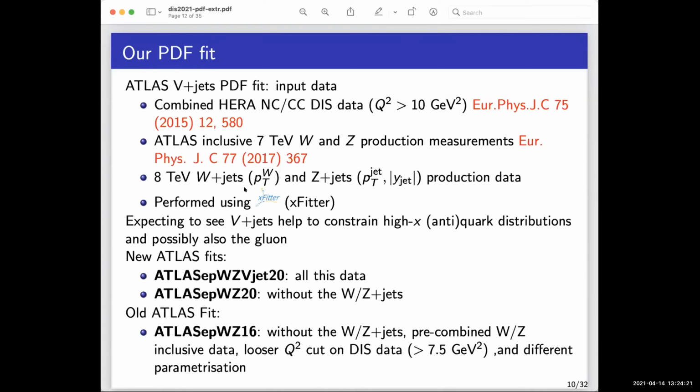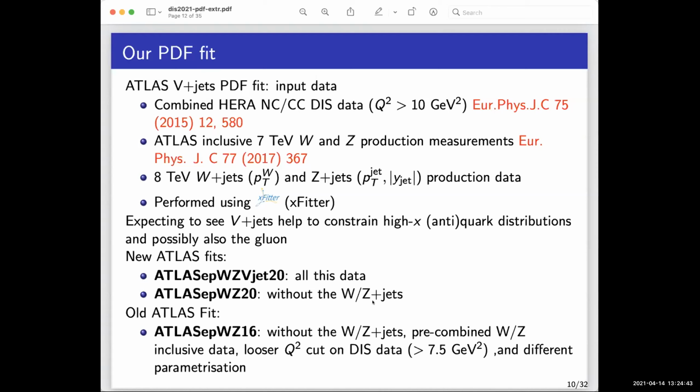And we're expecting to see that the vector plus jets data will help constrain the high x quark and antiquark and possibly also the gluon. And so for this analysis, we produced two new ATLAS fits. The upper one here I'll just call VJet20 most of the time. That's the new fit, including all this data. Then we've got WZ20, which is not including the W and Z plus jets. So that has a feature, as did the older ATLAS fit WZ16, of a higher unsuppressed strange, as Sasha already mentioned in his talk.